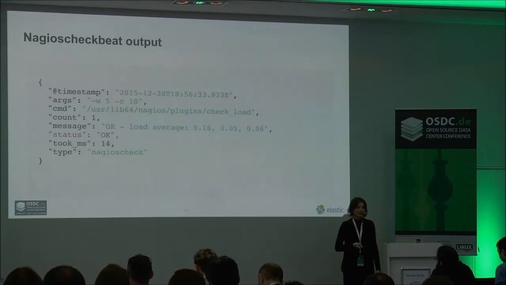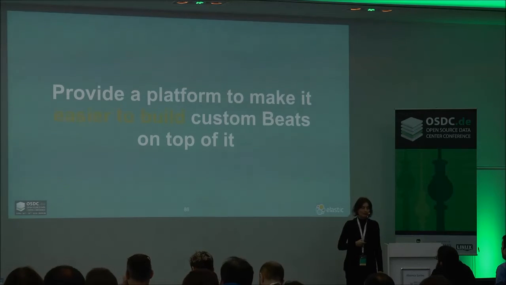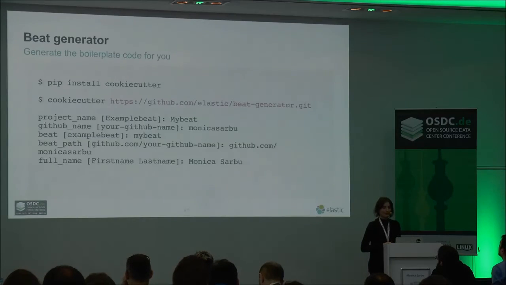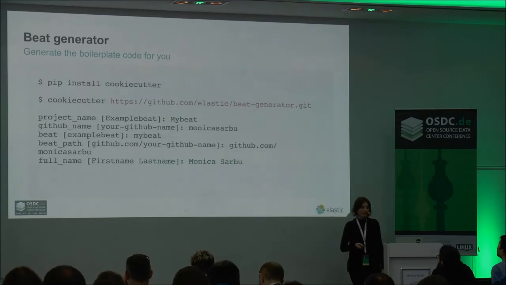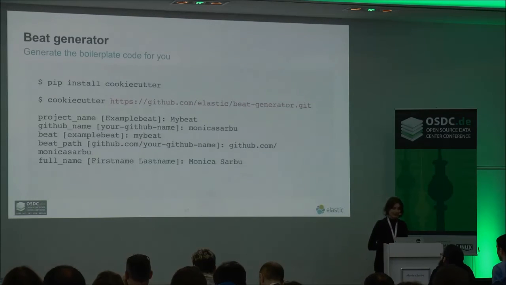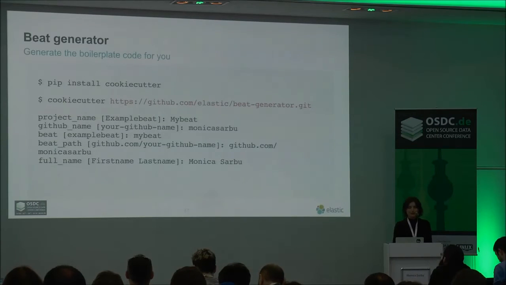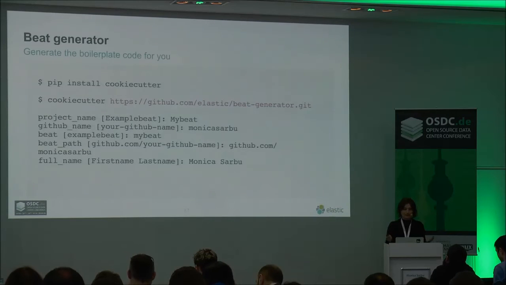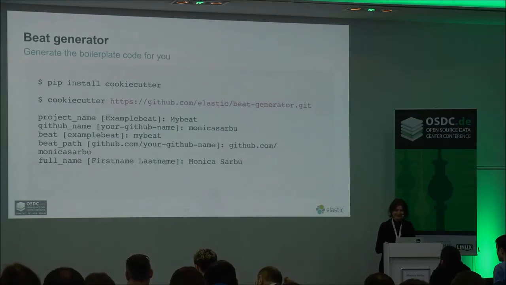For that, we made it even easier to build a bit. We created this bit generator that generates boilerplate code for you. It's using cookiecutter, and you just need to pass a few arguments like the name of the project, the GitHub account, and your full name, and then the bit will be there.